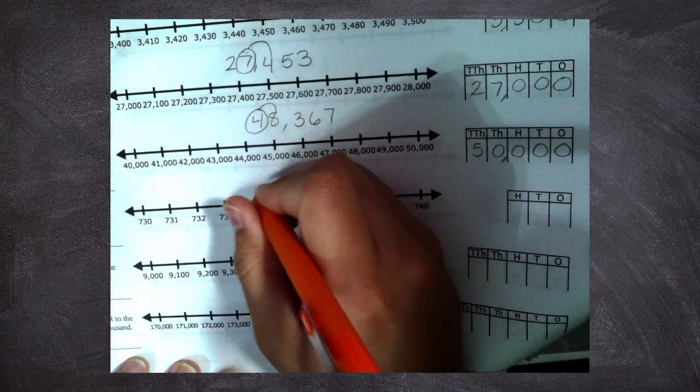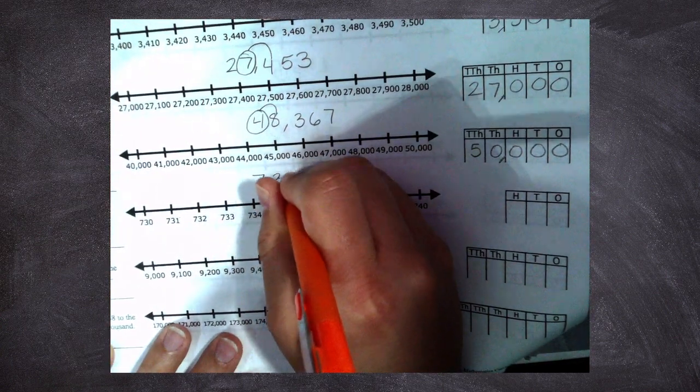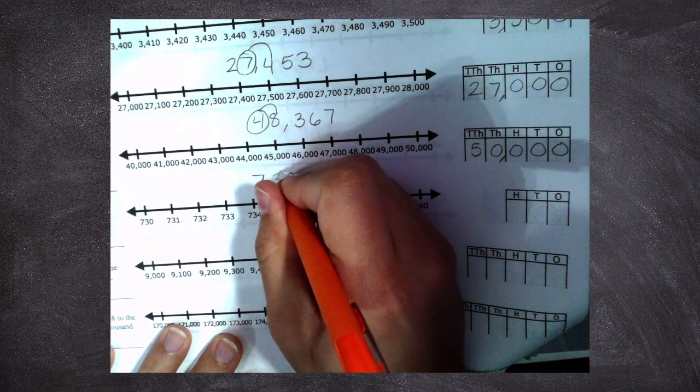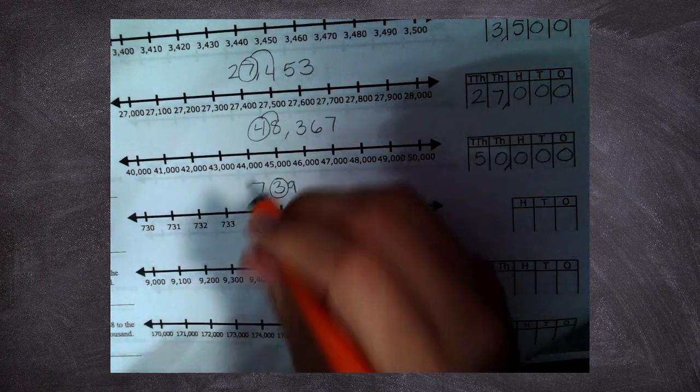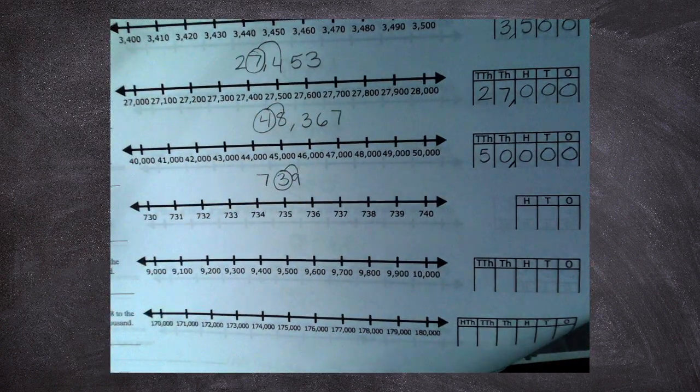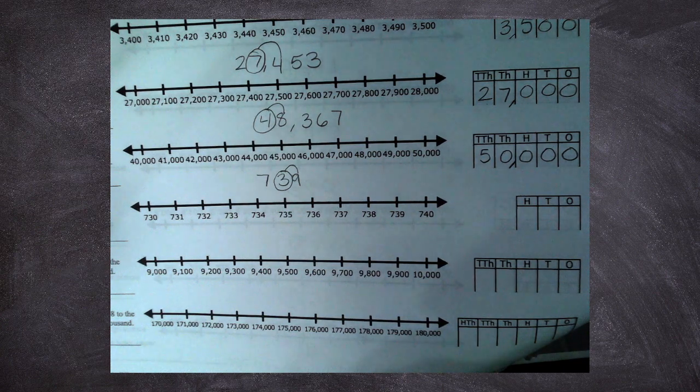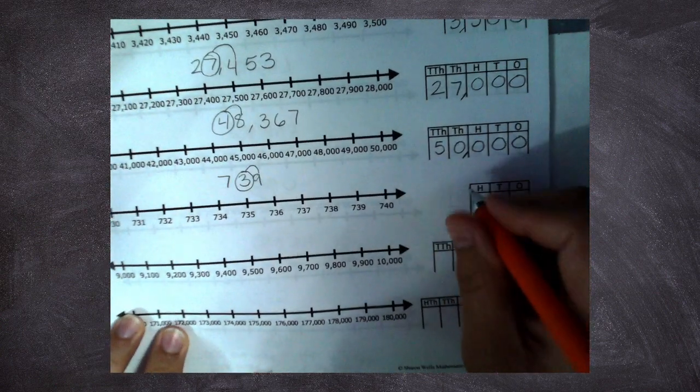Problem 4. Round 739 to the nearest 10. So we're not rounding to the hundreds place, we're rounding to the tens place. I'm going to check the neighbor of the tens place, and it's a 9. Who can tell me, what am I going to do to my tens place? Is it going to go up, or is it going to stay the same? Haley, what do you say? Go up. Okay.